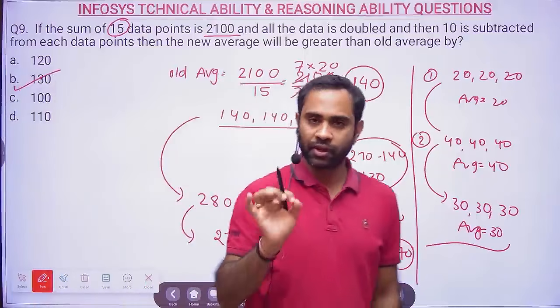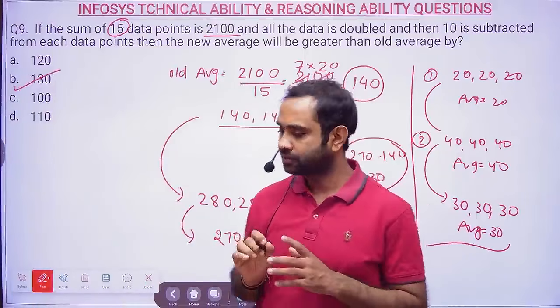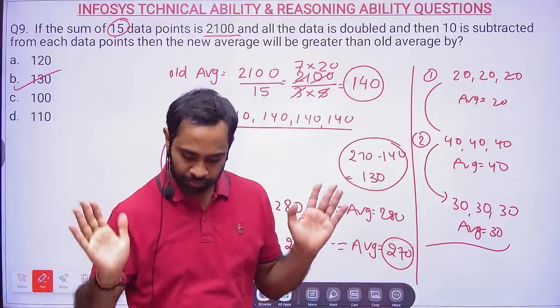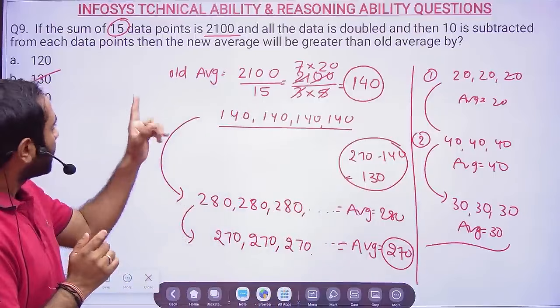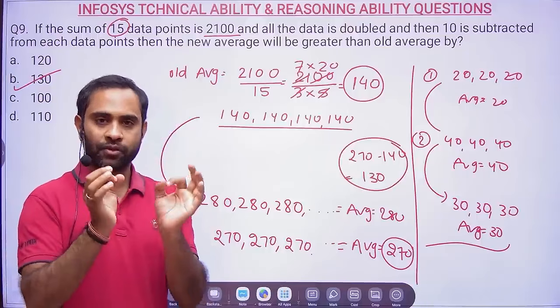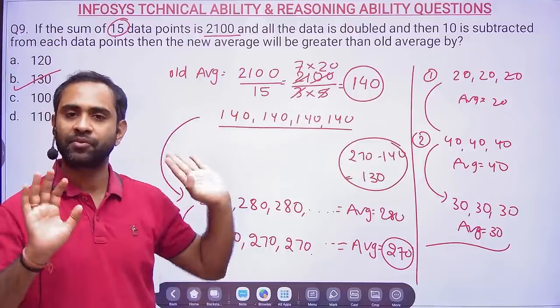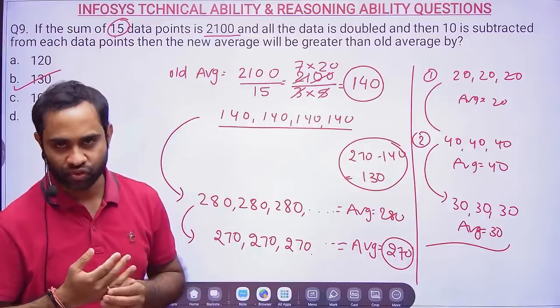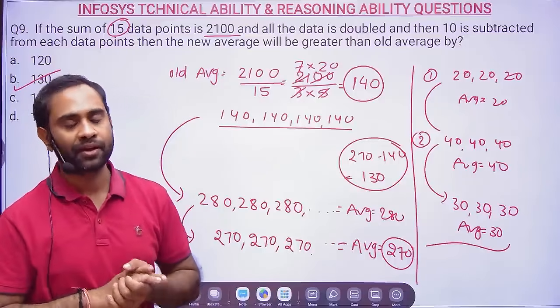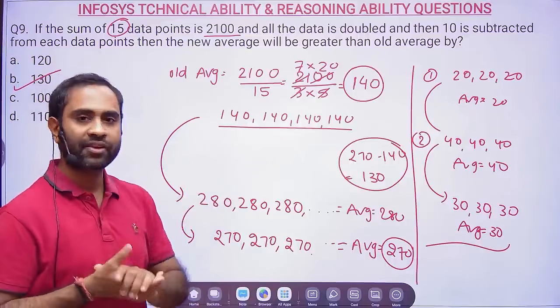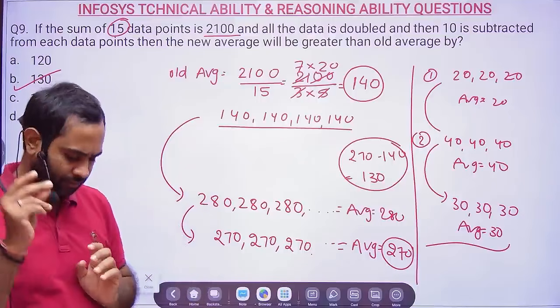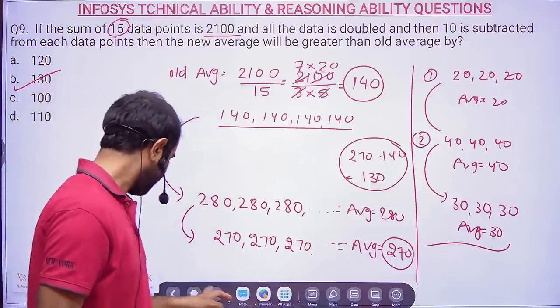Simple. If you understand this logic, then you could have just put your pen here. 2100 by 15. So 15 you write as 3 into 5. 5 20 times is 100, and 3 7 times is 21, so 140. Double the data, 280. Subtract 10 from that, 270. 270 minus 140, 130 is the difference. Okay, clear.